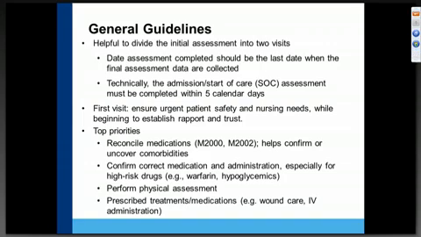But just as a reminder, the date assessment completed would be the last date when that final assessment is collected, which is an Oasis item. And technically, we know that we actually have 5 calendar days to complete the initial admission and start of care assessment. So that's the regulatory piece. Organizations may allow less time to complete that. But the first visit is really to ensure the urgent patient care safety needs, the urgent nursing needs, while just beginning to establish rapport with the family and trust.